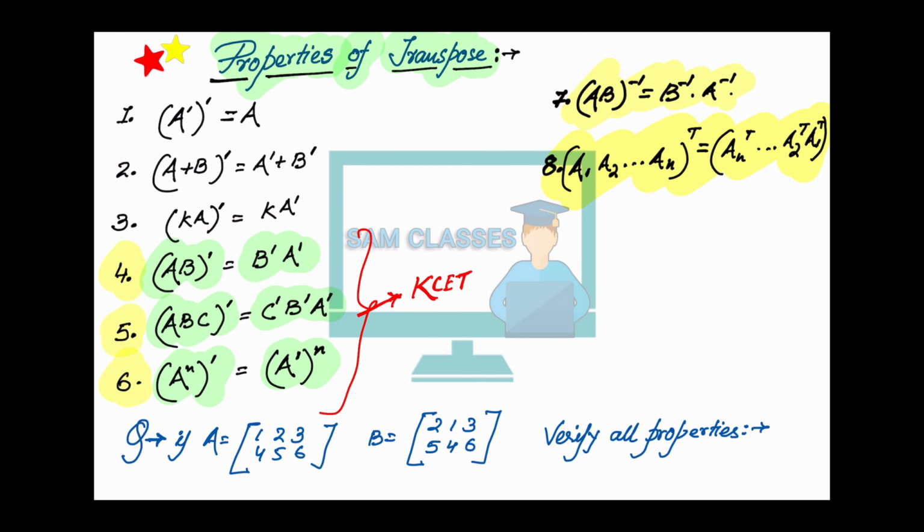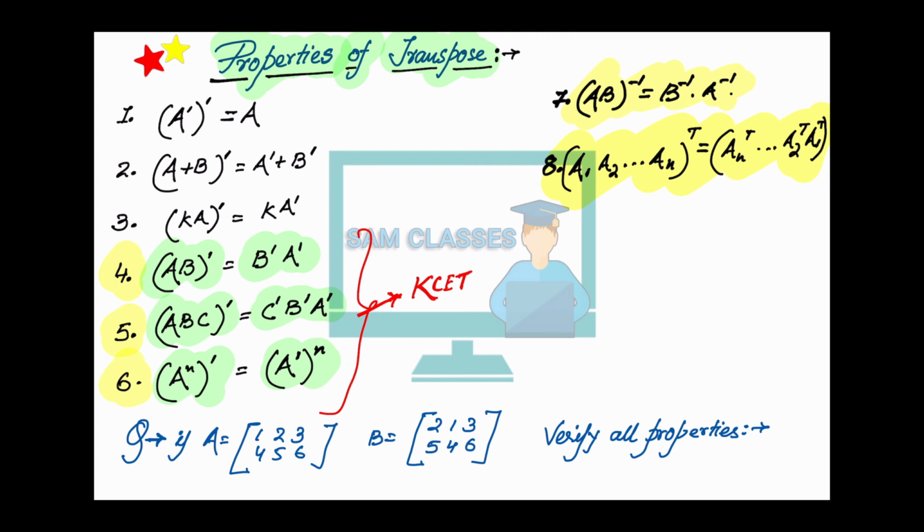Same thing if A power n is there and then transpose is there. What do you do? First do the transpose and then do the power n. If you have A power n and then transpose, first do the transpose and then do the power of it. Very simple and important for KCET. These three are very important.